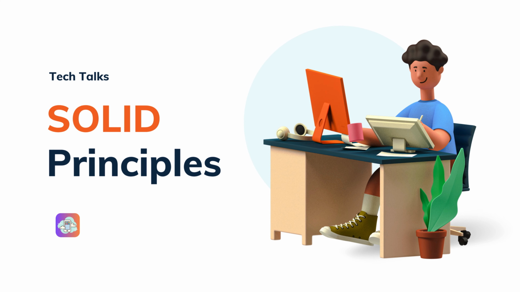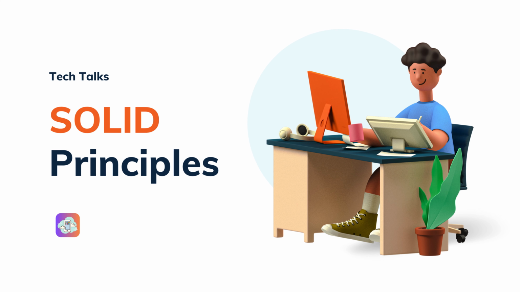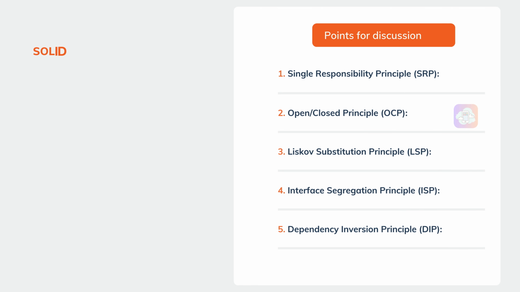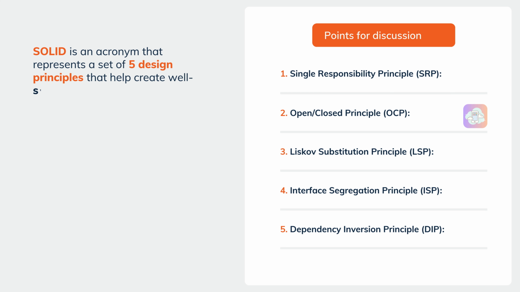Today, we'll be exploring SOLID principles, a set of 5 design guidelines in object-oriented programming that help us write cleaner, more maintainable, and scalable code. SOLID is an acronym that represents a set of 5 design principles that help create well-structured, maintainable, and flexible software.